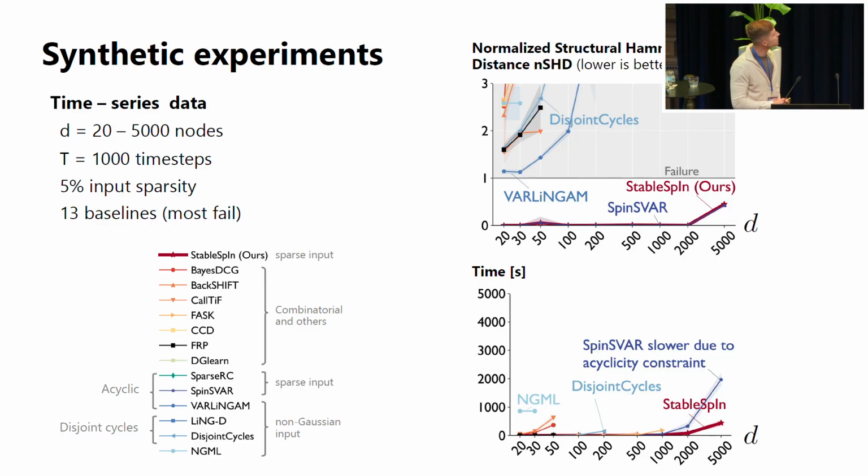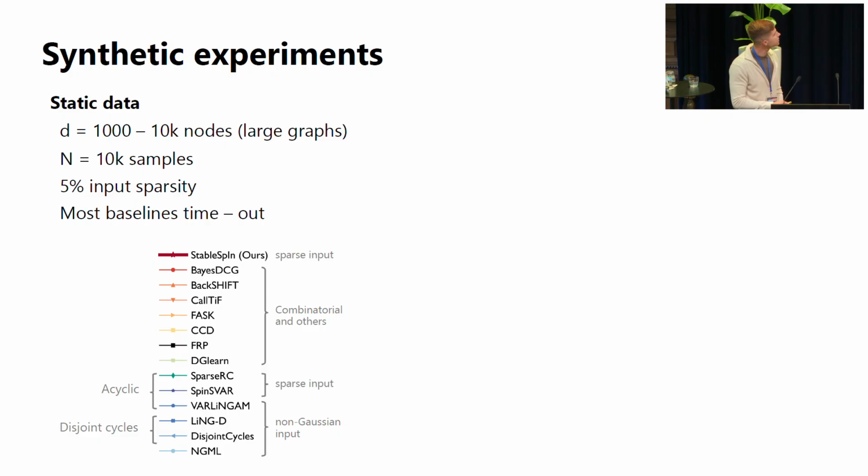So here we see the results. On the first plot, our metric is the normalized structural Hamming distance, which is in essence the percentage of edges that you make wrong. So lower is better. We see that most of the methods fail even in small graphs. And SPIN-SVAR has a very similar performance to ours, except if we look at the plot below, in terms of runtime, it's much slower, especially for larger graphs. So our focus will be large graphs in the next experiment.